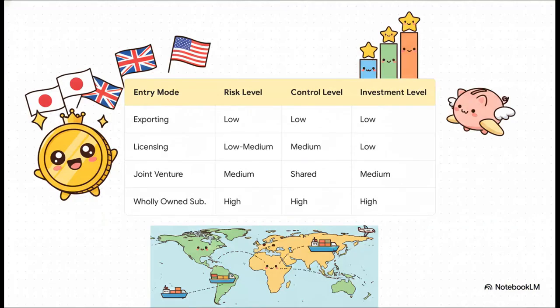Let's look at the main options. This table is absolute gold for your exam prep. It lays out the trade-offs so clearly. Just look at exporting on the left. Super low risk, low investment, but you get very little control. Then jump all the way to the other end. A wholly owned subsidiary gives you total control, but man, it comes with the highest risk and a massive financial investment. The right choice really depends on what the company can afford and what its goals are.